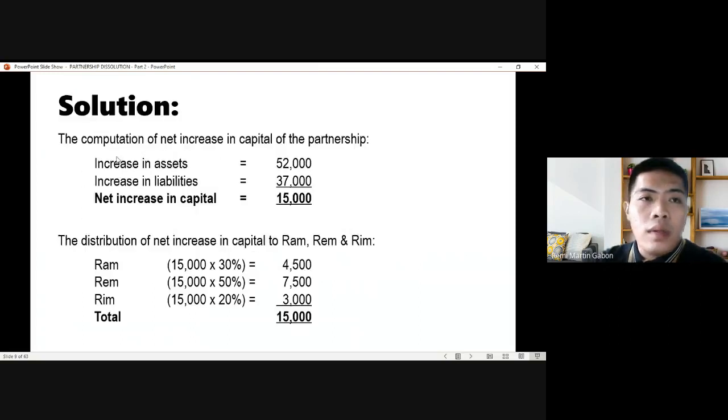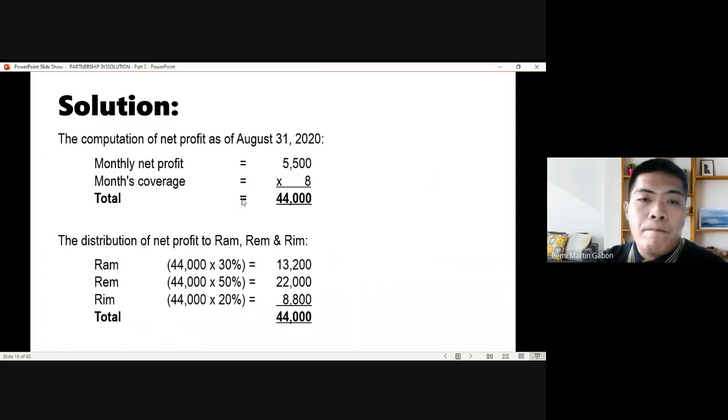Okay? So to account, the computation of net increase in the capital of the partnership: increase in asset, then increase in liabilities, net increase is 15,000. Then this 15,000 will be shared by the old partners, RAM, REM, RIM. So 4,500 for RAM, 7,500 for REM, and 3,000 for RIM. Total is 15,000. Afterward, we take effect the increase to their capital balances later.